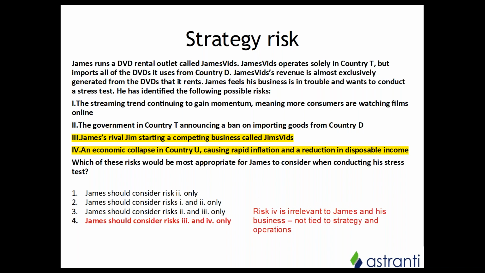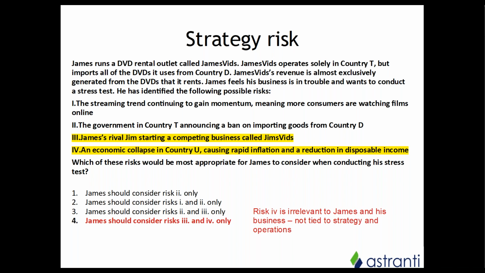So what about risk 3 and 4? That's considering an everyday risk and one-off risk, but it's irrelevant. Country U, where have we heard about country U before? We know that he operates solely in country T, but he imports all his goods from country D. What does country U have to do with everything? He only operates in country T and he only gets goods from country D, nothing to do with country U. So it's a completely irrelevant risk to consider. Country U and the economic situation of country U is not relevant to James and his video business.